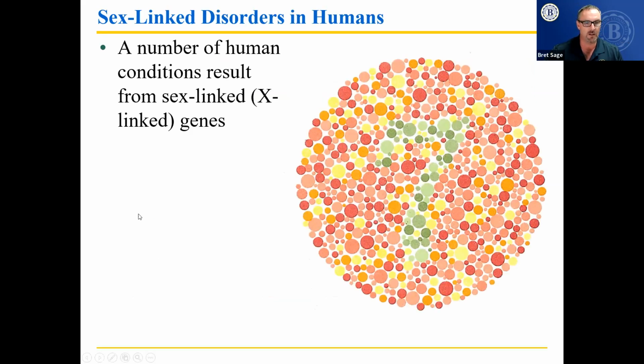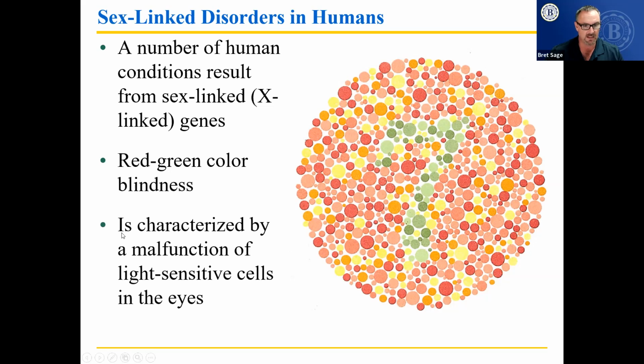Okay, a number of human conditions result from the sex-linked or X-linked genes. That means that they're found on the X chromosome, which is a sex chromosome. Red-green color blindness: if you were red-green colorblind, you would not be able to see the number here. If you see the number 7, it means you are not red-green colorblind. It's characterized by a malfunction of light-sensitive cells. This is kind of a little bit discriminatory. It's just a different way that people look at the world, not the same as most people.